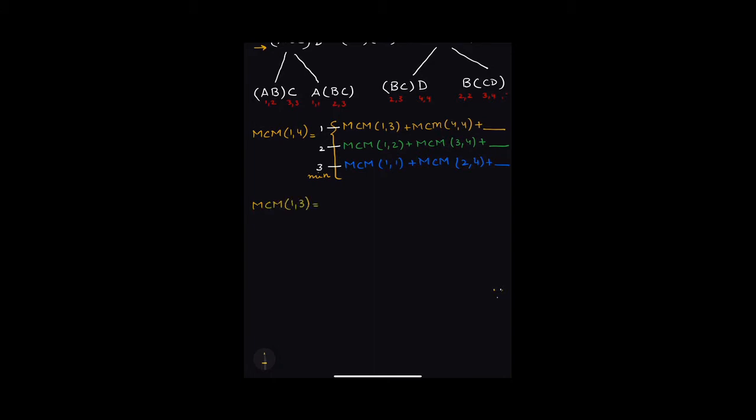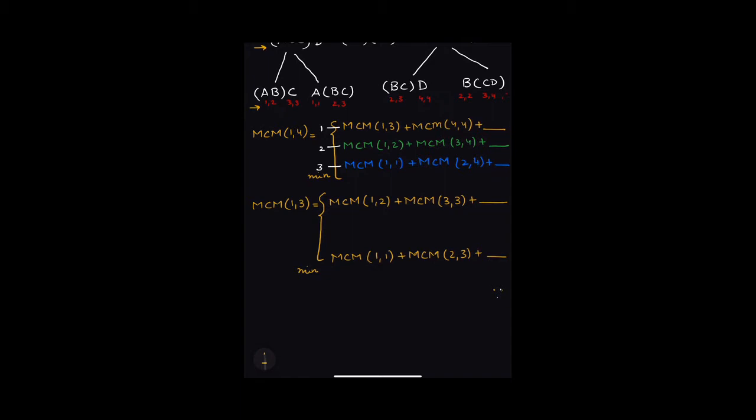So this will be equal to MCM 1, 2 plus MCM 3, 3 plus some cost, or I can say that it can be equal to MCM 1, 1 plus MCM 2, 3 plus some cost, and whatever values I get, I would be able to get a minimum value, and that value I'm going to assign for 1, 3. Let us further break this problem.